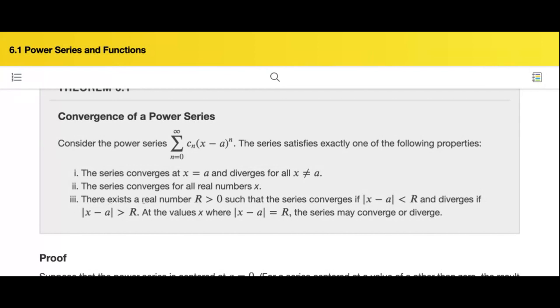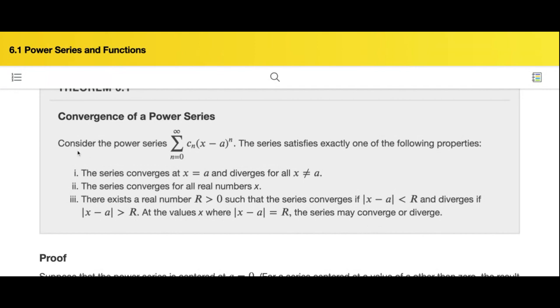Third, there exists a positive real number, capital R, such that the series converges if the absolute value of x minus a is less than R, and diverges if its absolute value is greater than R. And at the values of x where x minus a equals R, the series may converge or may diverge. So inconclusive.